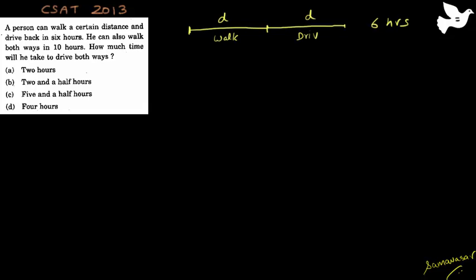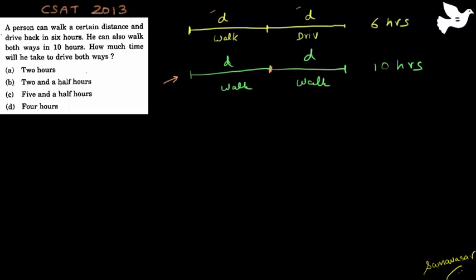At the same time, he can also walk both ways. So I use the same representation. If I walk and I walk distance d, I am taking 10 hours. Now he is saying how much time will he take if he drives both ways. So we have these two equations. Now look at this thing. This part is identical to this part.